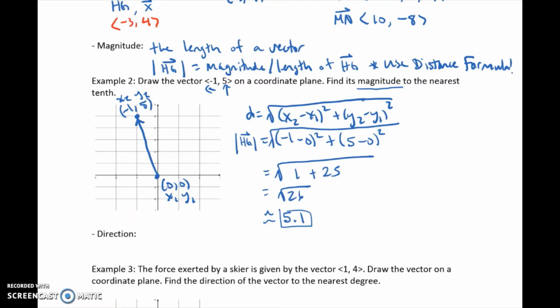So that's magnitude. Okay? Direction, I said earlier, is related to component form, but it's not actually just the component form. The direction itself is the angle a vector makes with a horizontal line.